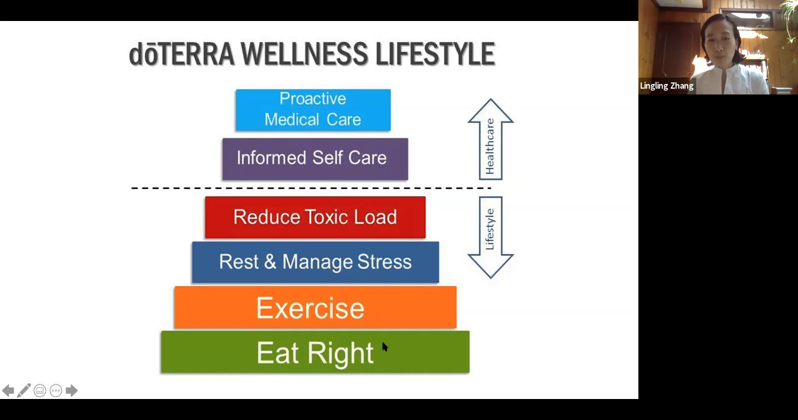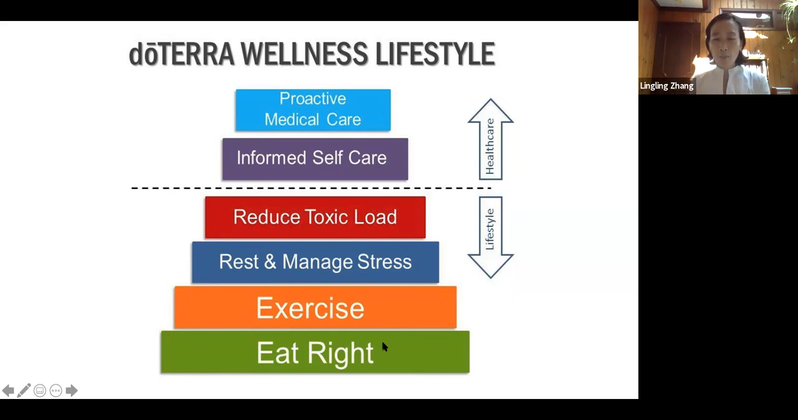The third block is rest and managing stress, emotional health, and also your sleep, because that's when your body does the restoration and the maintenance jobs, right? So resting is very important. Managing stress and emotions also plays a big role in your physical health and, of course, your happiness and your moods, right?